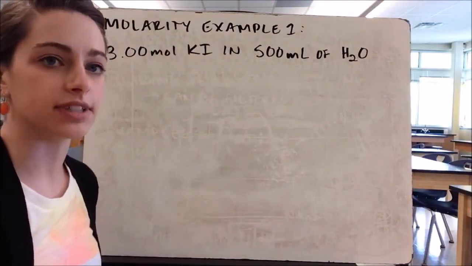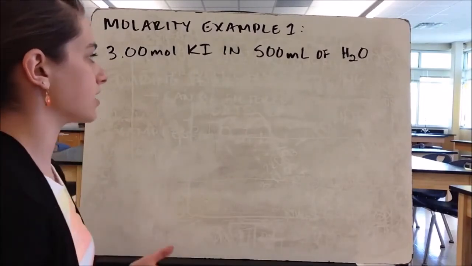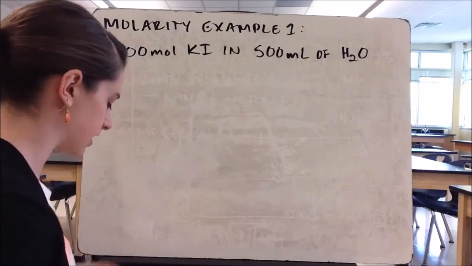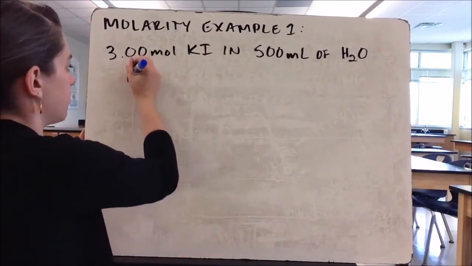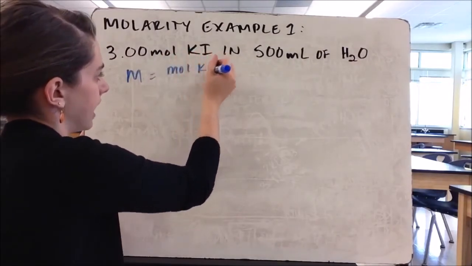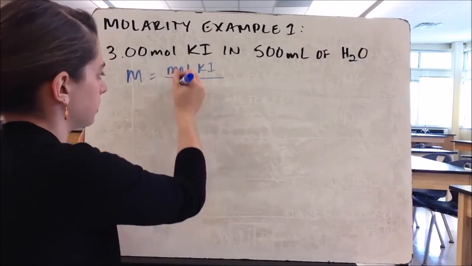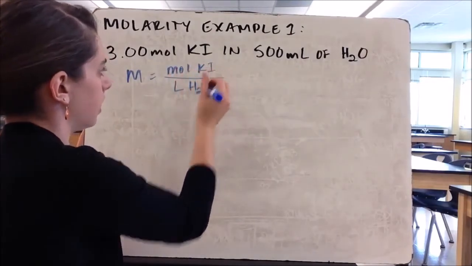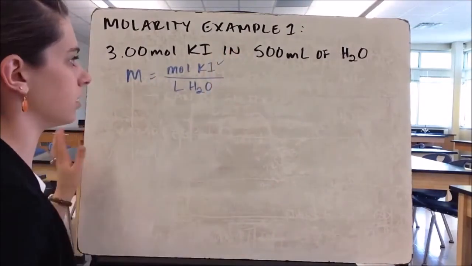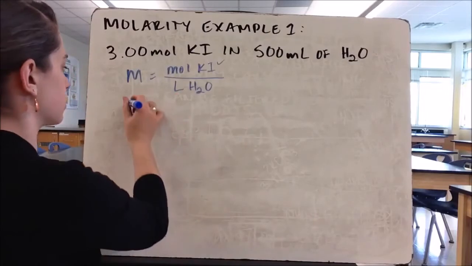So let's look at a couple of examples. Our first example says you have 3 moles of potassium iodide and 500 milliliters of water, and you want to calculate the concentration. Well, I know that my molarity is equal to moles of KI divided by liters of H2O. I already have moles of KI, so that one's good. I have 500 milliliters of H2O, and I need that to be in liters.